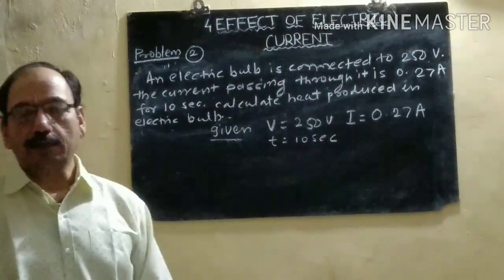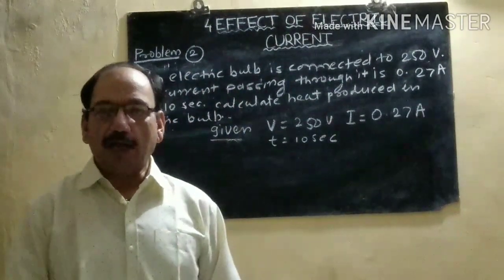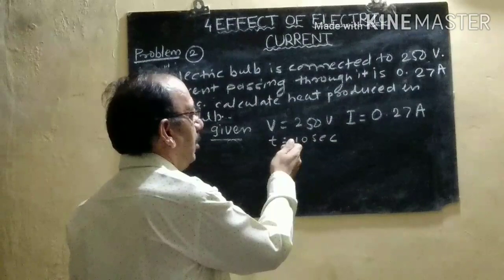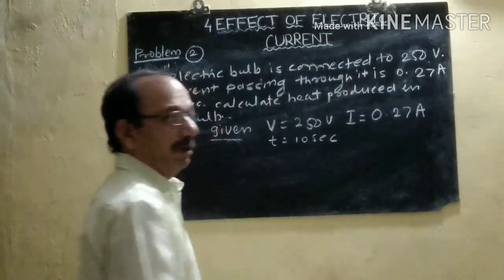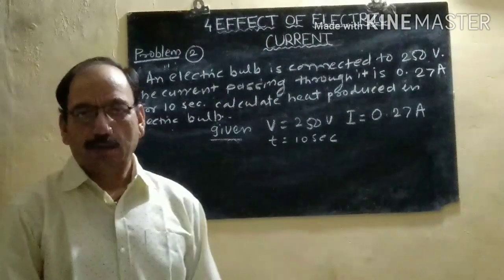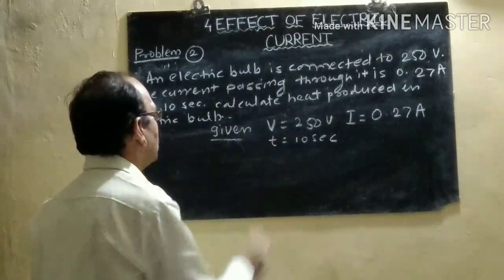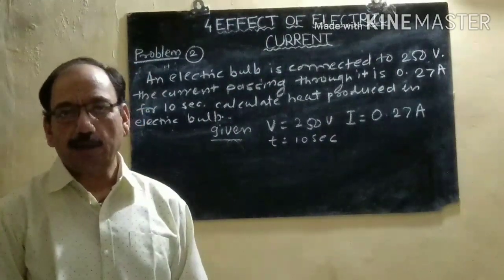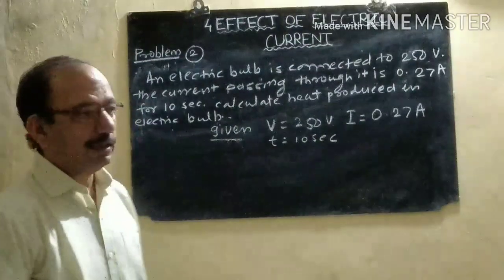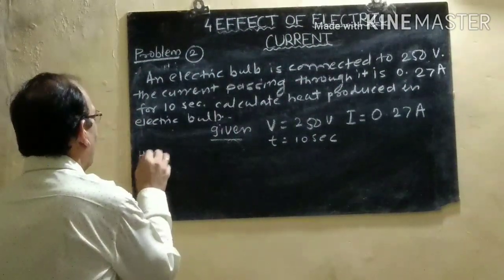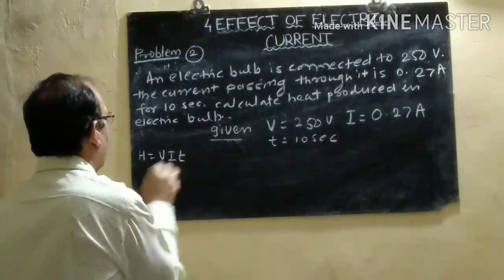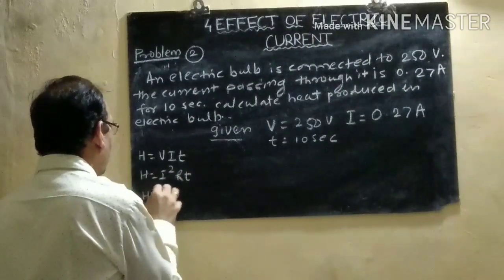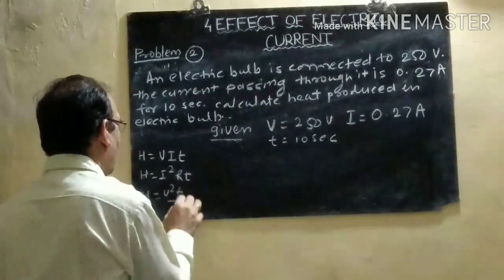Always remember one thing here, the physical quantities should always be in one system. The given physical quantities are in the MKS system. So there is no need to change the values of these physical quantities. This problem is also based on the heating effect of electrical current, that is Joule's law. So we write all the formulas of Joule's law, that is H is equal to VIT, H is equal to I square RT, H is equal to V square T divided by R.